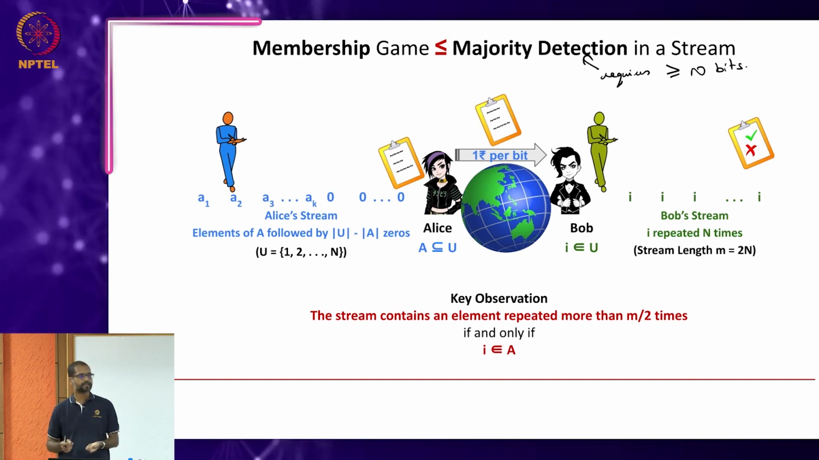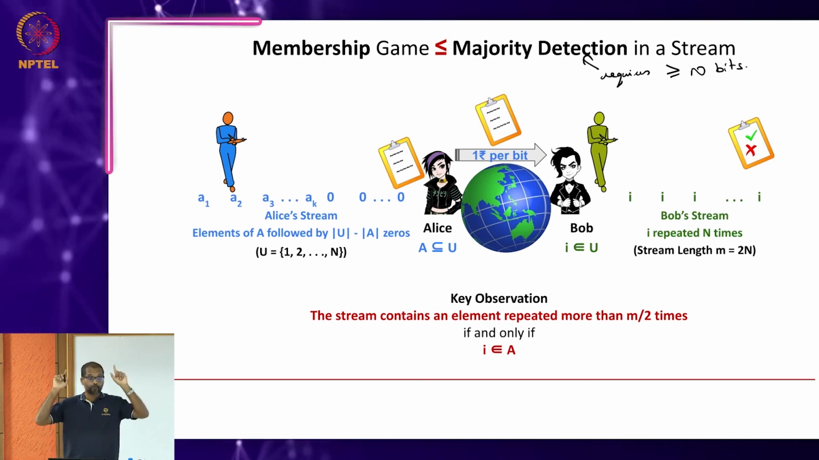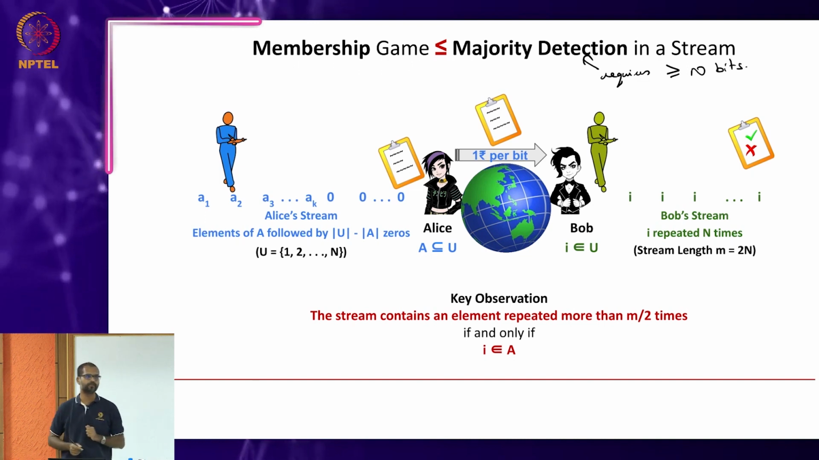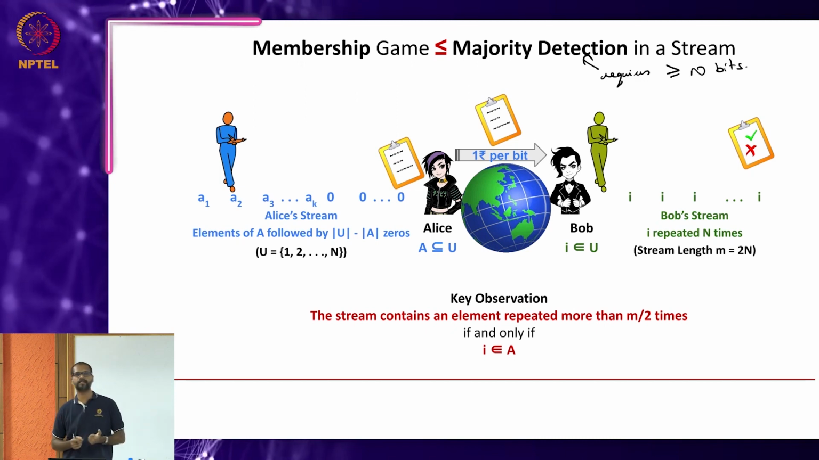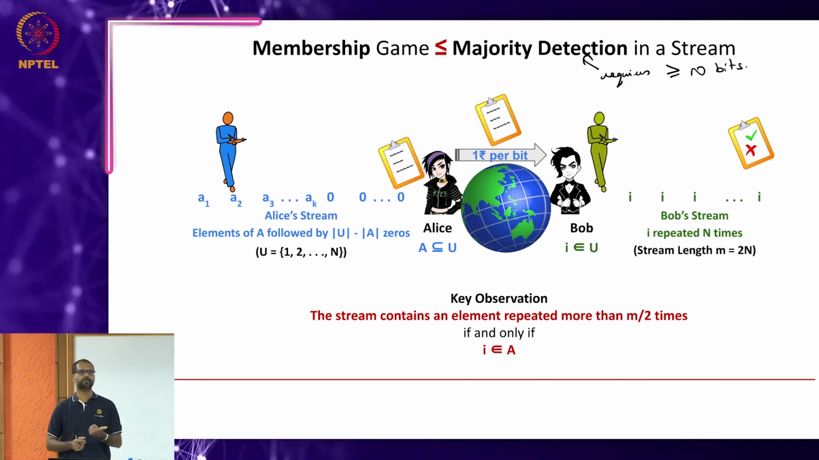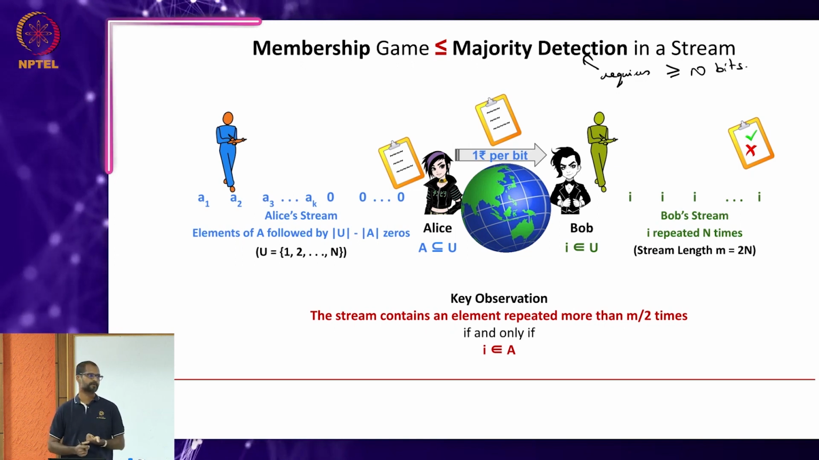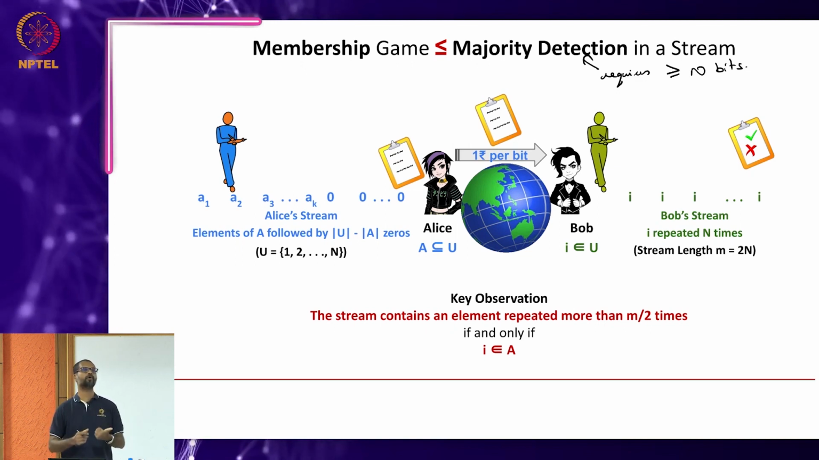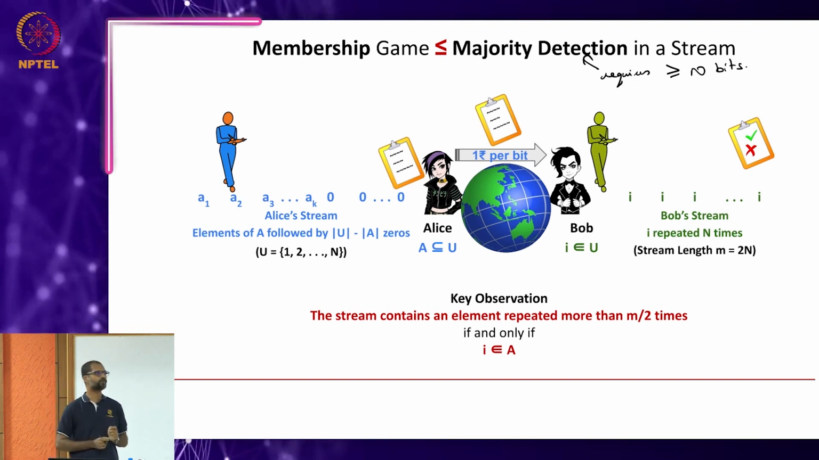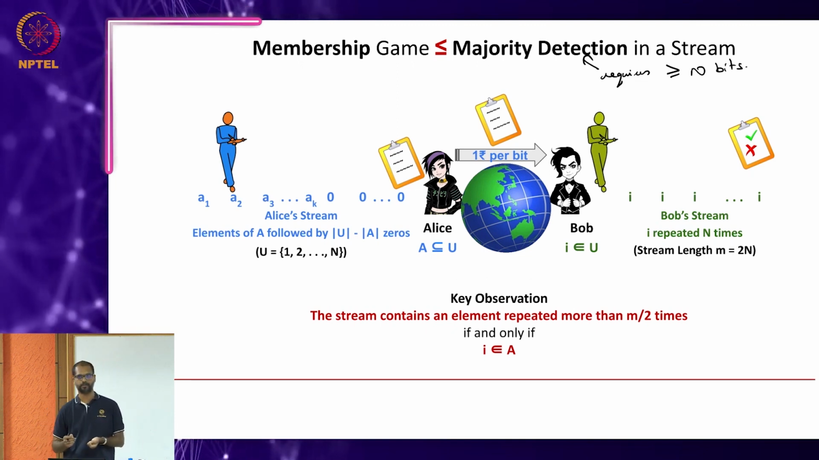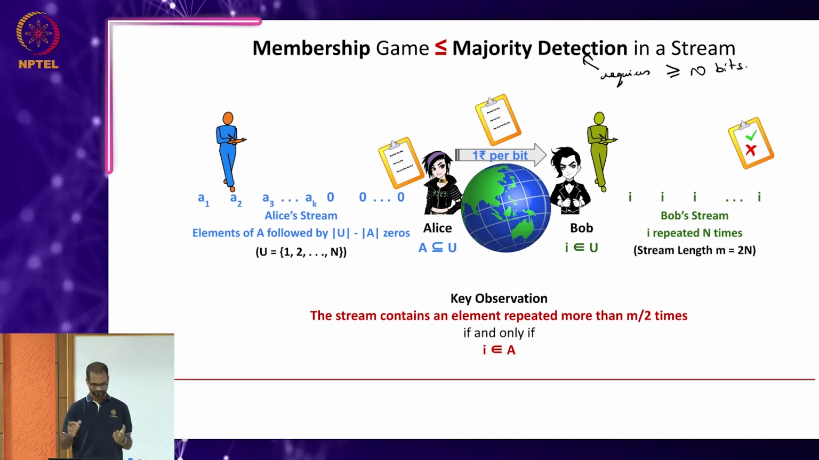The total communication was now fewer than n bits, because the memory footprint of the supposed algorithm was fewer than n bits, okay? And we just showed two slides ago that this is impossible. Index game really requires n bits. Hence, there is no supposed streaming algorithm which can store fewer than n bits and detect majority. Okay, this is the idea.